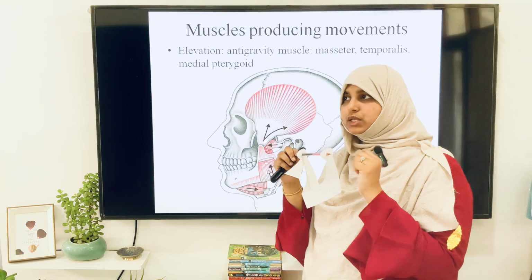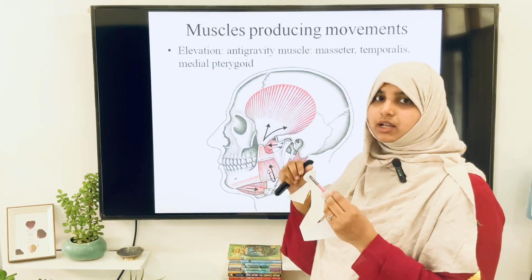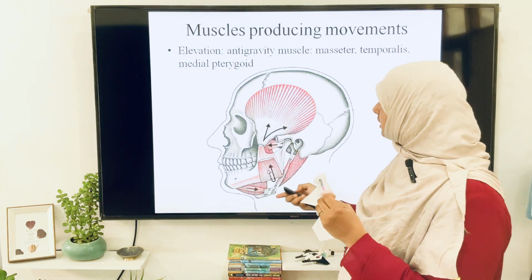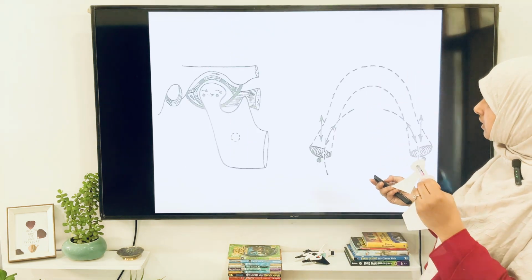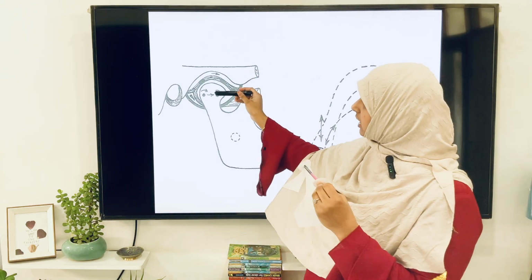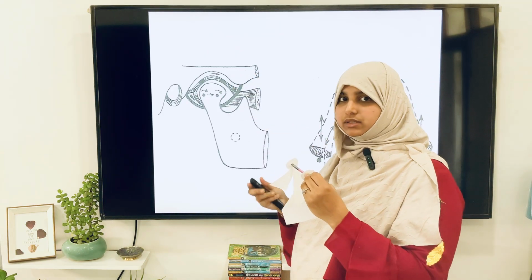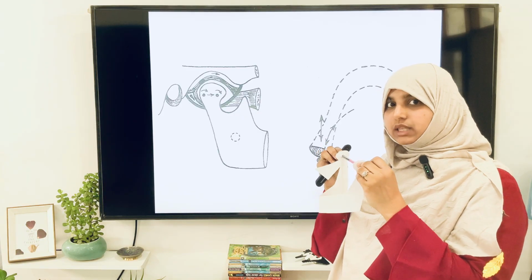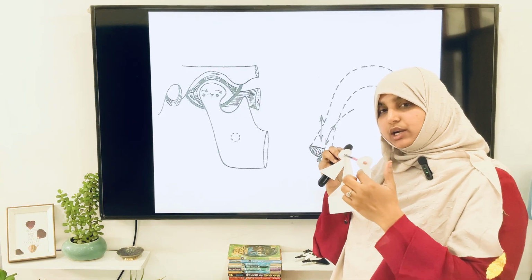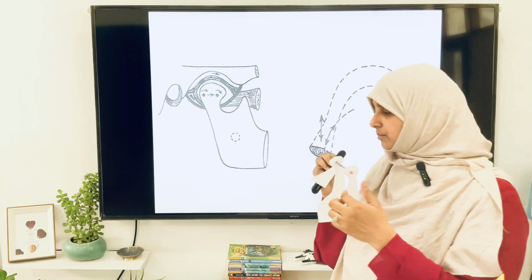As we already know, there are 2 compartments, the upper compartment and lower compartment, isn't it? So now if there is going to be only slight opening of the mouth, there is going to be rotation of the head of the mandible, right?